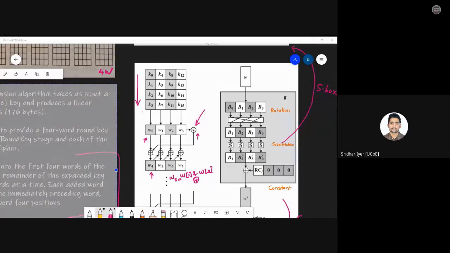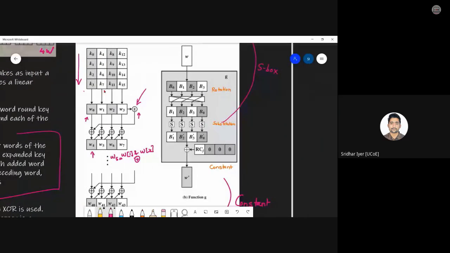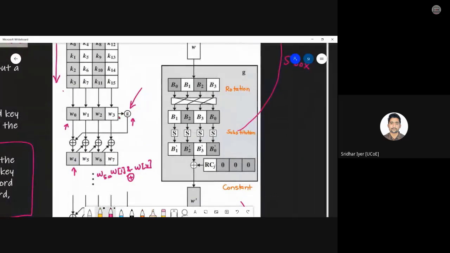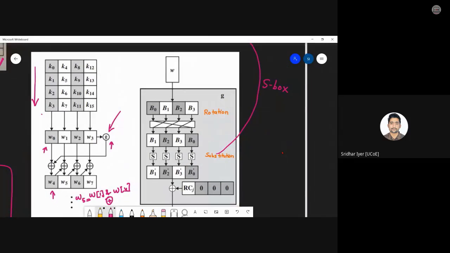Don't worry, I will focus on G now. What is G? Did you understand this much? Can we move ahead with what is G? Okay, so now let's see what exactly is contained inside that G. As you can see, G is getting one of the inputs as W3. So here is the exact functioning of G.